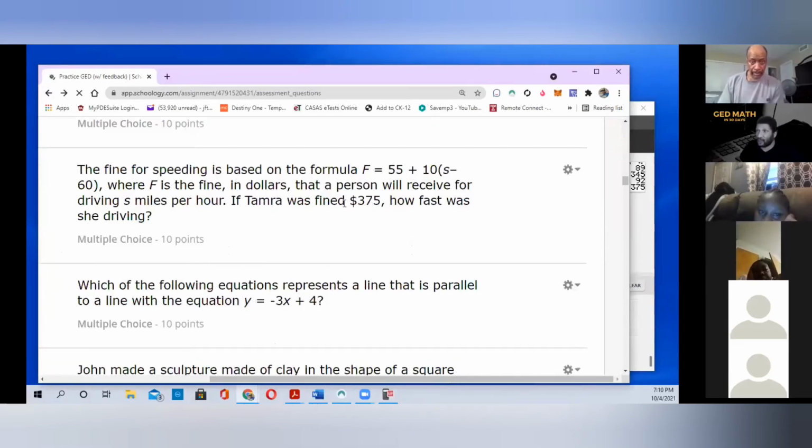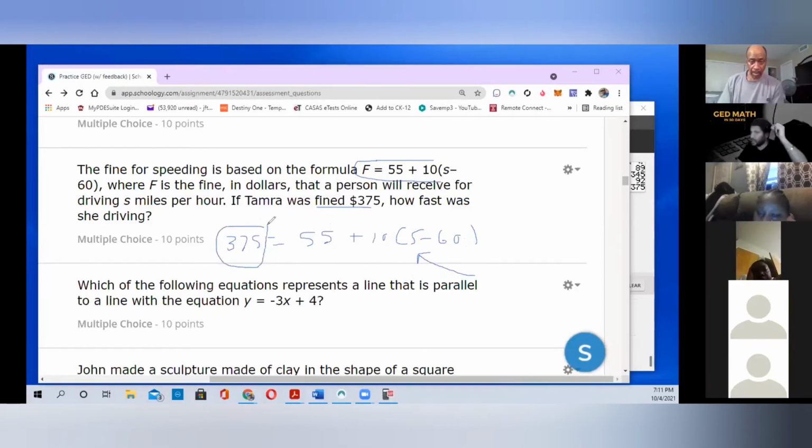They're saying F stands for the fine, or fine is 375. So right here, it's telling you. So taking this formula right here, 55 plus 10 times S minus 60, and that's equal to 375. So whatever you put as S, it has to be equal to 375. So each time we put one of the multiple choice in, we know we're looking for the answer 375. We keep putting them in until we get 375. And that question is done. And this question is considered a difficult problem.